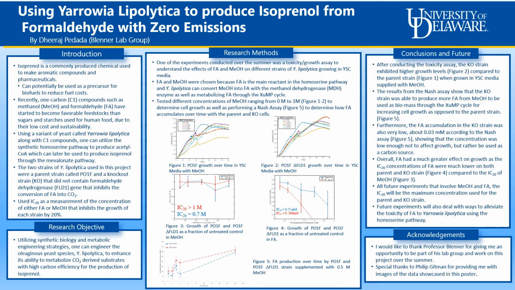But overall, formaldehyde did have a much greater effect on growth as opposed to methanol. As you can see in figure 4, as you increase the formaldehyde concentrations, the cells slowly start to decline and die off. So in the future, we plan to use this homoserine pathway and try to find ways to alleviate the toxicity formaldehyde has to Yarrowia lipolytica.